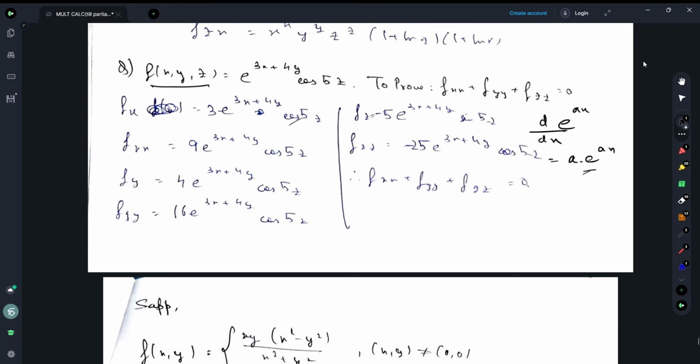Okay. Similarly, f of y is 4 times e to the power 3x plus 4y times cos of 5z. So f of yy is equal to 16 times, because 4 gets multiplied again, 16 times e to the power 3x plus 4y times cos of 5z.